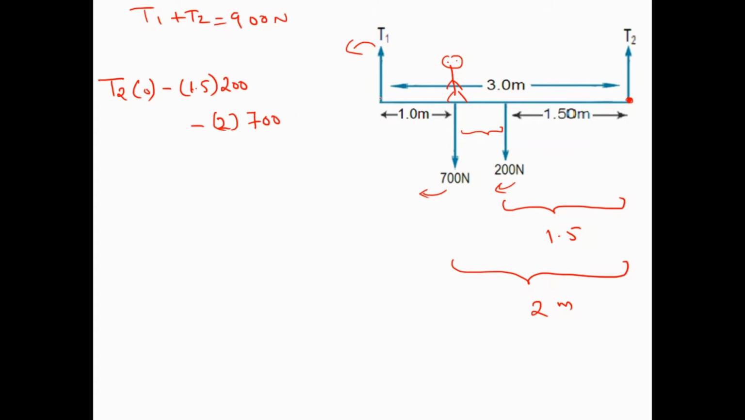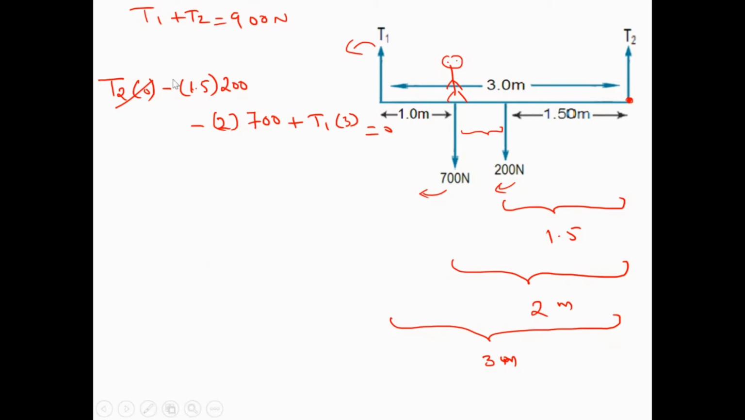And again, I have to deal with this T1. From this T1 to the left hand side, what is the total length? 3 meter. And this torque is in the counterclockwise direction, so we have to use positive. So positive T1 multiplied by 3, which is equal to 0. Now I have to simplify this equation. Anything multiplied by 0 is 0, so T2 will go.